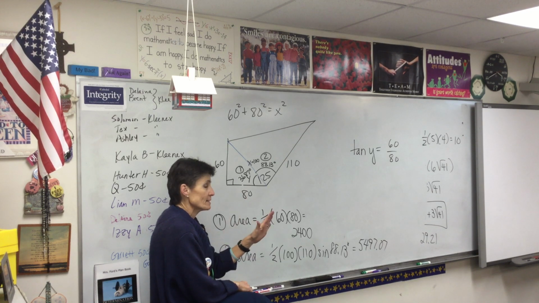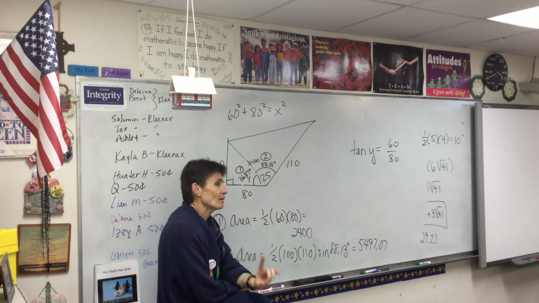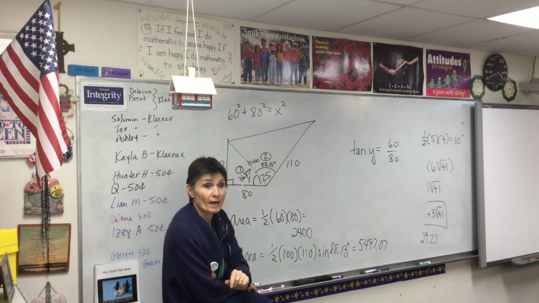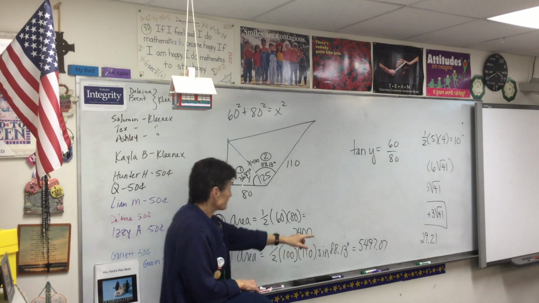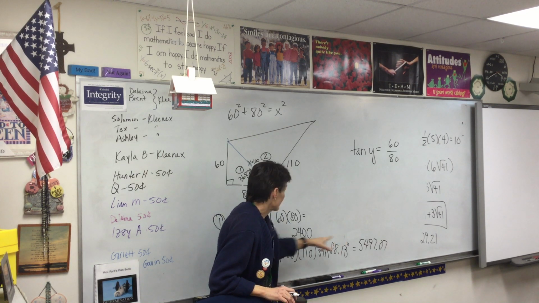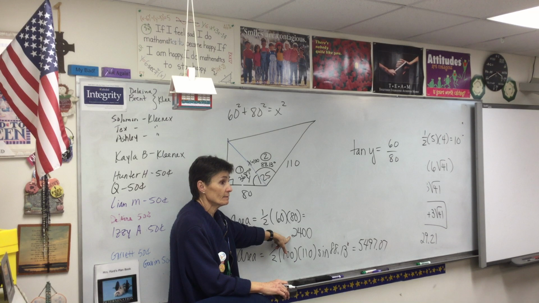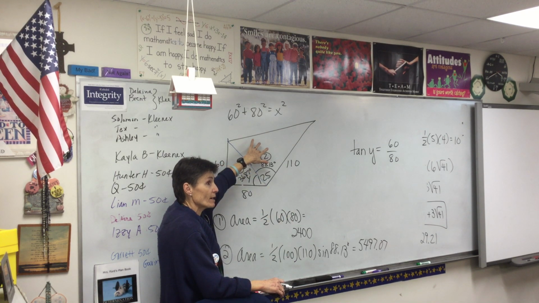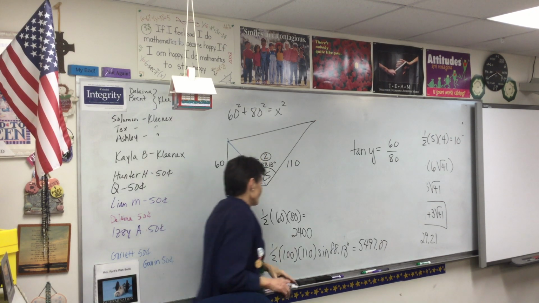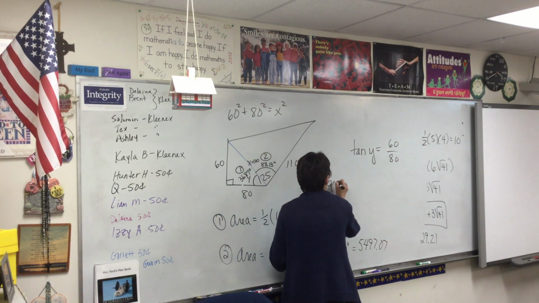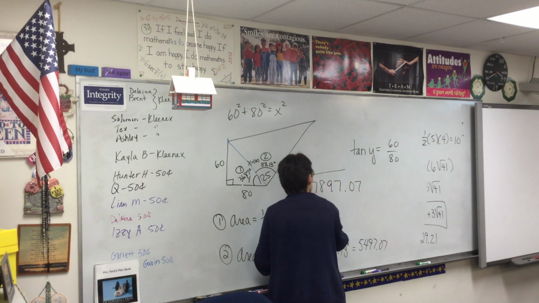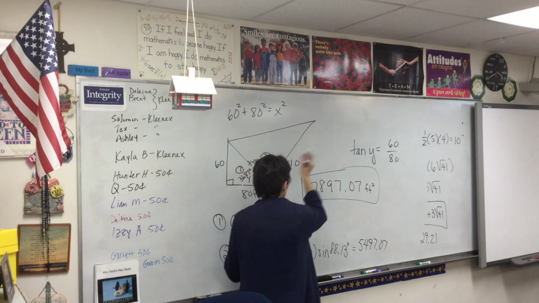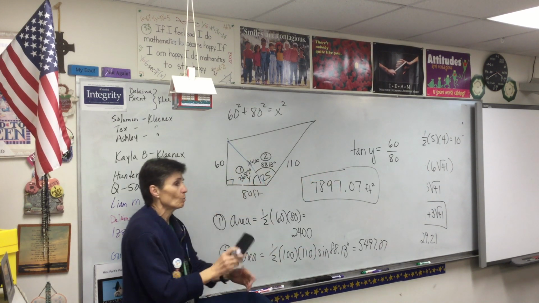Now, we're so excited, oh my gosh, but we don't have the answer yet. Because our job was to find the area of the whole shape. So now we have to take the one we just got and add the 2400 to it. Because the shape is triangle 1 and triangle 2. So, 7,897.07, and there it is. And that would be like square feet or something, depending on whatever unit we had on there.